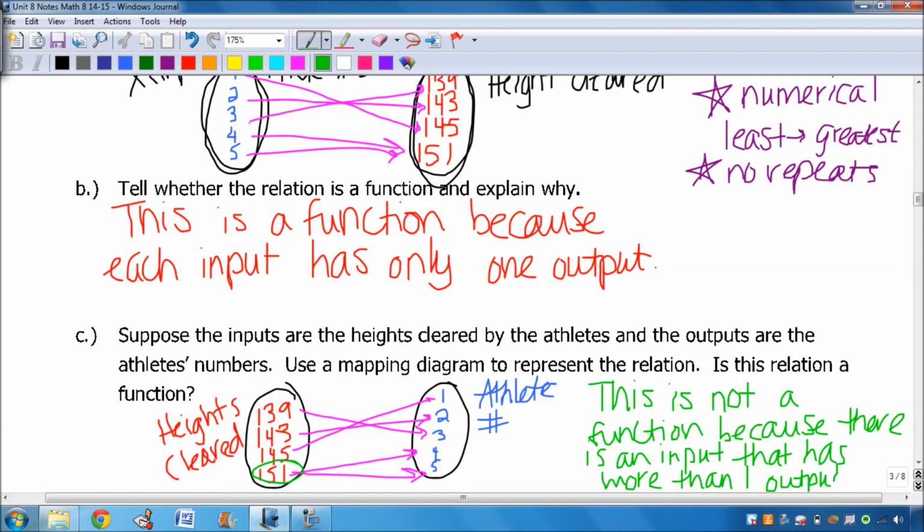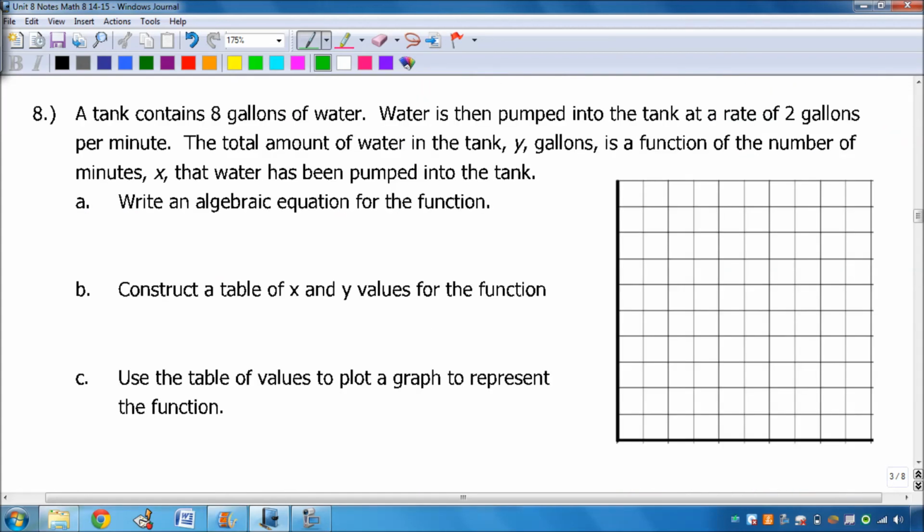All right, let's take a look at number 8. Number 8 is review of what we've done before, but let's just refresh our memories on how to do these types of problems. This is a little bit of a simpler one. We will do some more complicated ones in class, but please make sure you understand these.